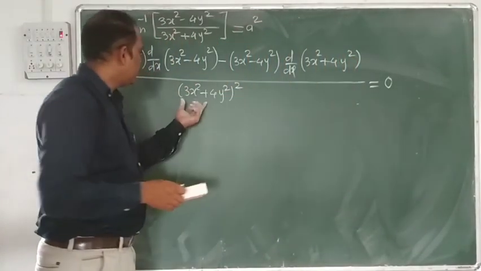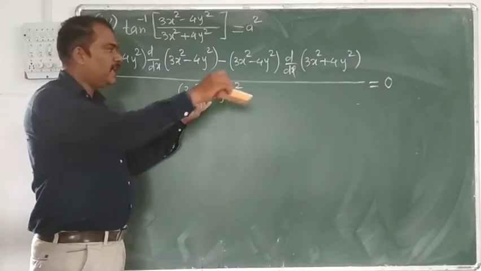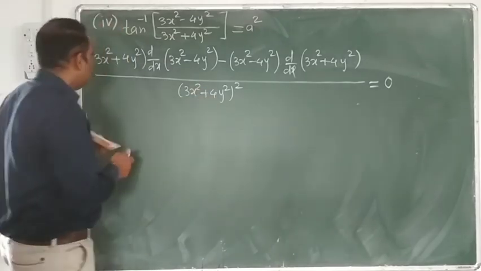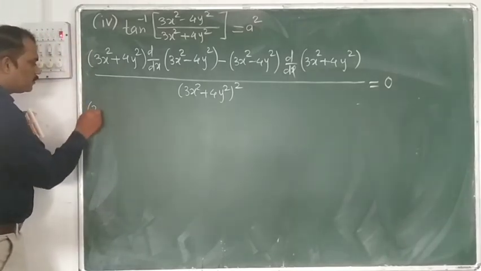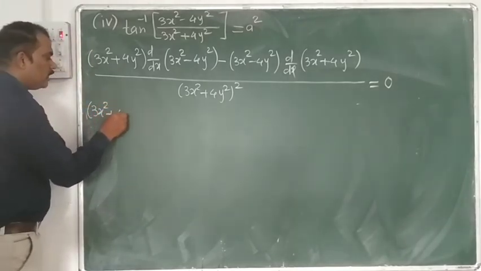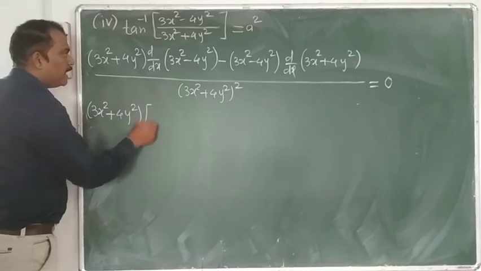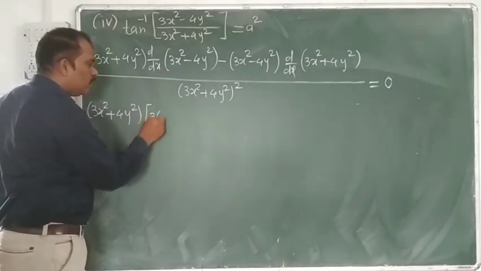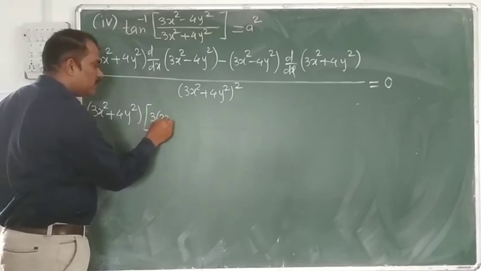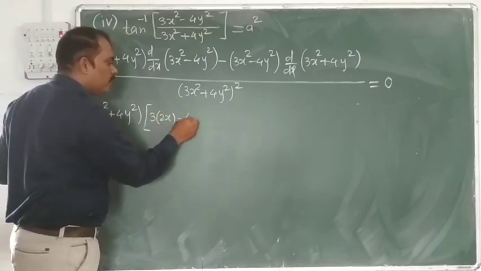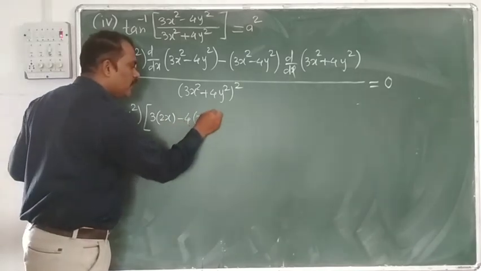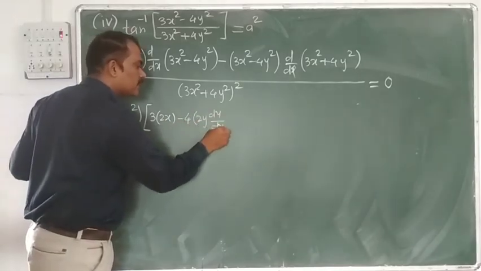Now when we transfer this denominator to the RHS, 0 into this, we get 0. So what we have to write is (3x² + 4y²) into bracket. Now we have to take the derivative of 3x², that is 3 into, what is the derivative of x²? It is nothing but 2x, minus 4 into, what is the derivative of y²? That is 2y dy/dx.